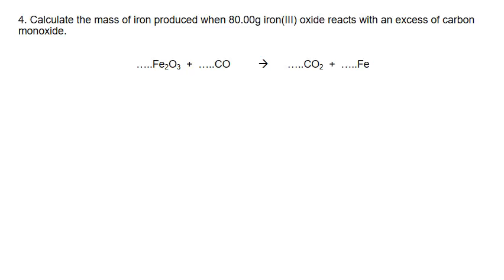Okay, so in this example we're being asked to calculate the mass of iron produced when 80 grams of iron 3 oxide reacts with an excess of carbon monoxide. If you remember from the first one that we did, the excess just means more than we need to ensure that the reaction happens. Okay, first step again is to balance the equation and balance it properly. So I'm just going to do that very quickly here. 1, 3, 3 and 2.